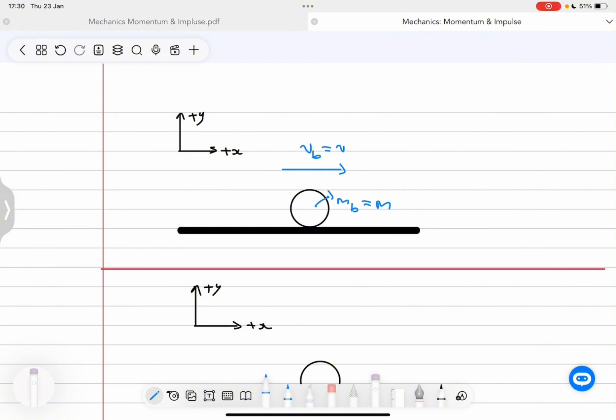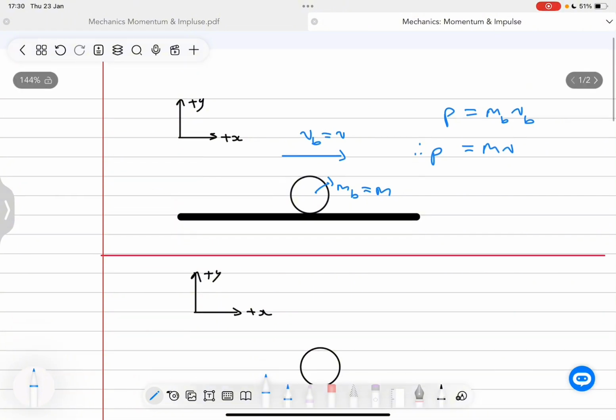If I were to calculate the momentum of this object, it will be given by p equals mass of the ball times velocity of the ball. That is the formula of momentum, as we define momentum as the product of the mass and velocity. Now we said that the magnitude of the mass is m, so this will be m times the velocity, which is v. So this means that the momentum of this ball is equal to mv.